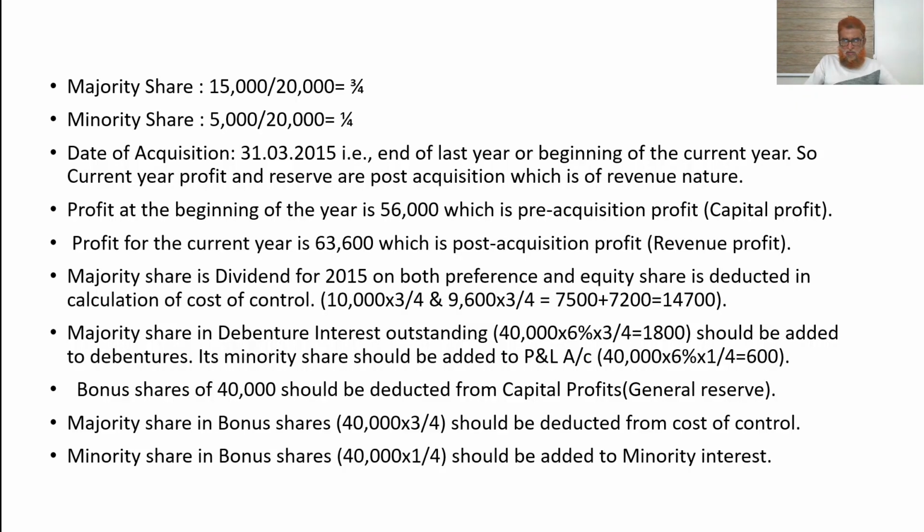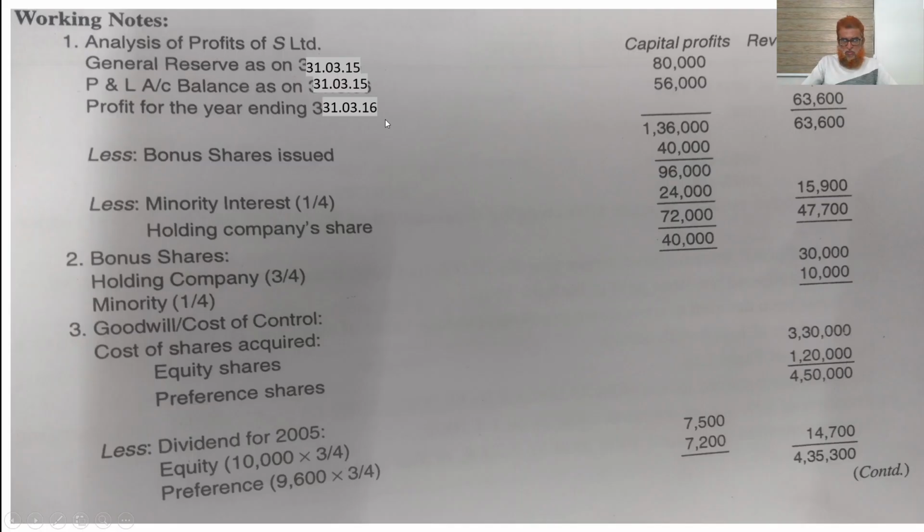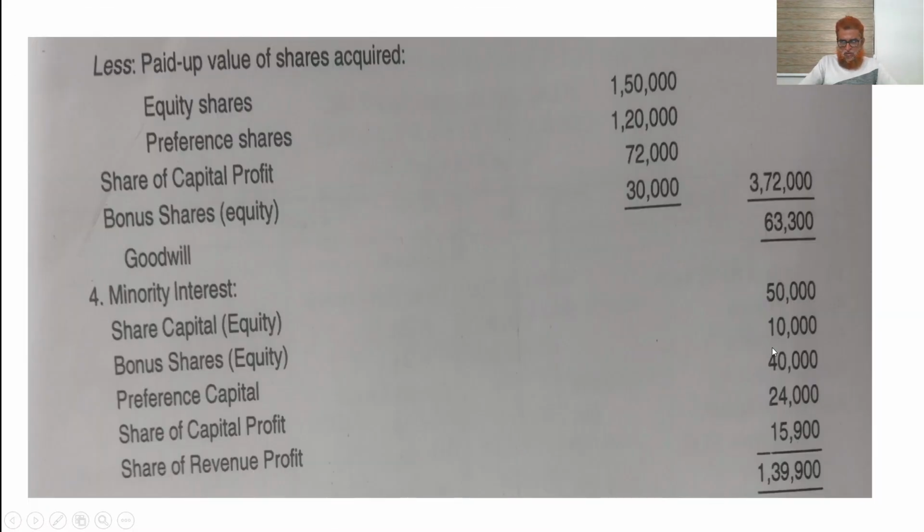See here, it is here. 1,20,000 into, sorry, this one, 1,60,000. This is 2 lakh. 2 lakh into 1 by 4. 1,60,000 into 1 by 4. That is what we have written here. Okay. 10,000, 50,000, 10,000, 40,000.